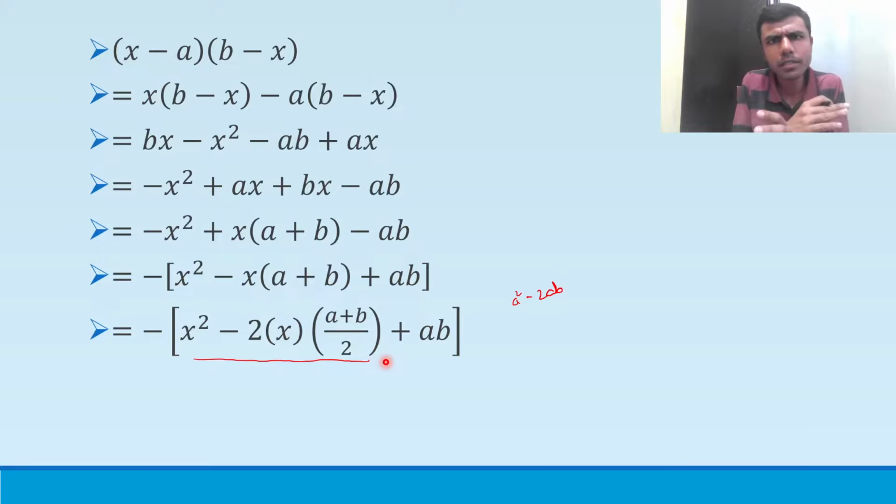Now I want to convert this to a perfect square form. How can I do it? How can I make a square minus 2ab a perfect square? By adding and subtracting b square. So I need to add and subtract b square.